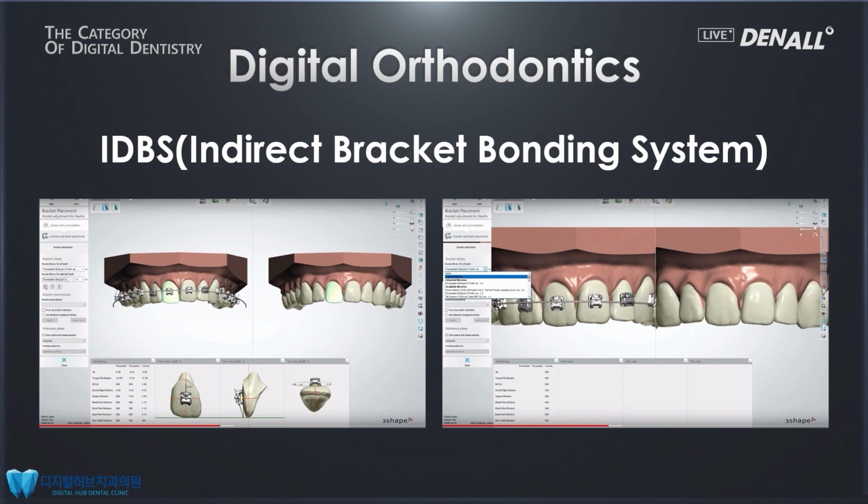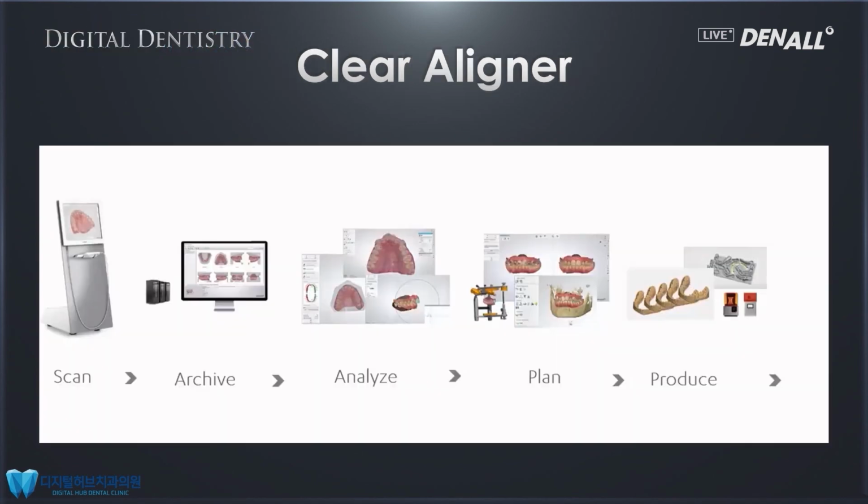When you do a digital setup, the bracket location is automatically set to fit the ideal arch shape, and then through scanning, you can create this type of indirect bonding. And if you use clear aligners, this is also good. You scan digitally, do analysis, and plan, and then you produce different teeth setup models, and based on the printed model, you create clear aligners to do orthodontic treatment with it.